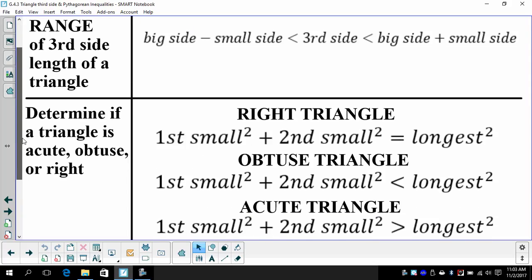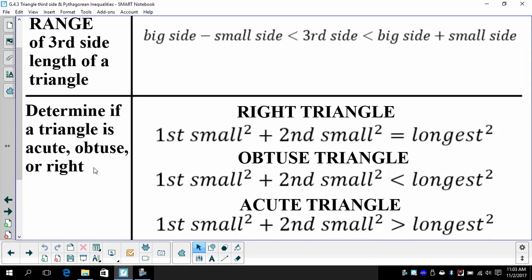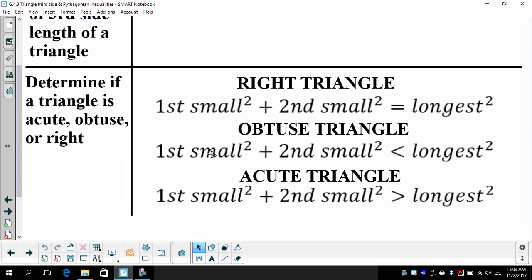And the next one would be how to determine if a triangle is acute, obtuse, or right. There are three inequalities: one that shows you it's a right triangle, one that shows you it's obtuse, and one that shows you it's acute. So just get these copied down. It's going to make a whole lot more sense once we do some examples together.